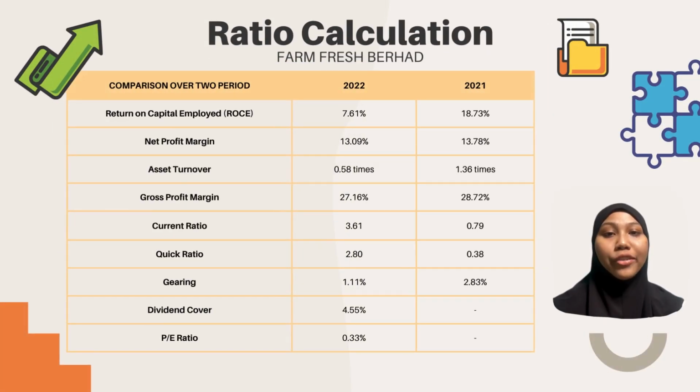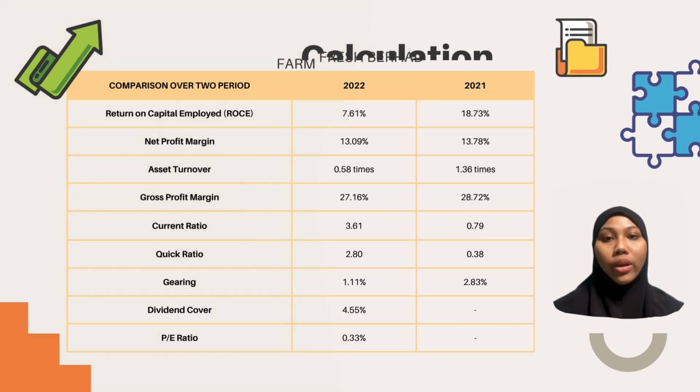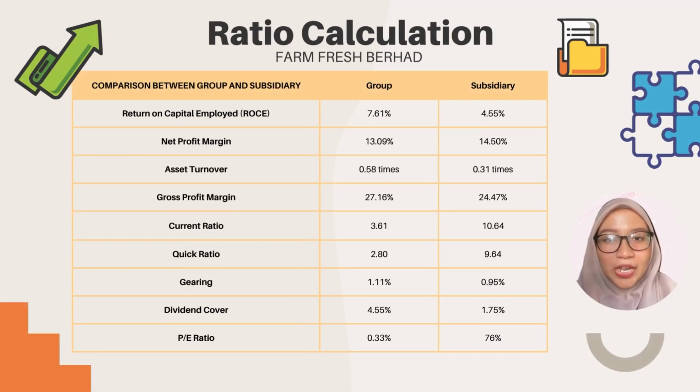On this slide, I compare the performance and position of the entity, as follows: a comparison of the two periods of Farmfresh Berhad in 2022 and 2021. These are the ratio calculations that we obtained using Microsoft Excel. Farmfresh Berhad was listed on Bursa Malaysia on 22 March 2022, so there is no available data to calculate the investor ratio for 2021.